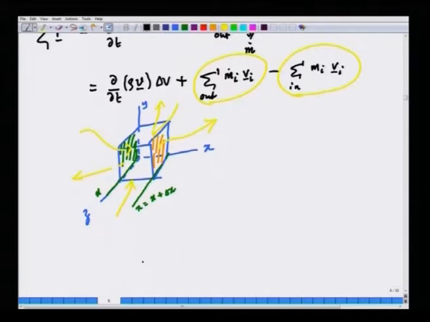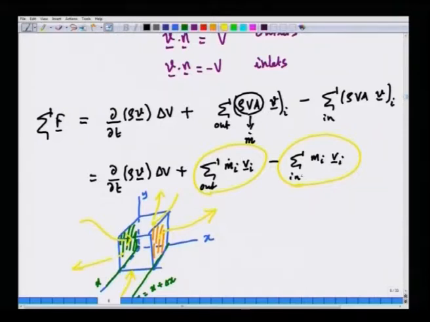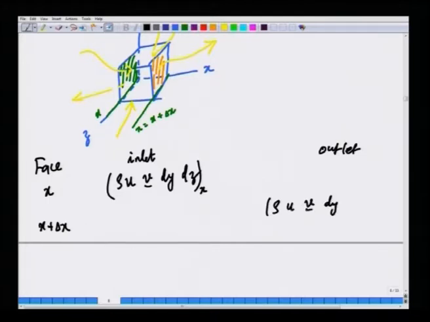So, we will further write this as, the momentum flux at face x, where the momentum enters. The momentum flux is simply rho u times v. So, I am writing this term, this is m dot i times v i, rho u times v times dy dz, evaluated at x, and the outlet is at face x plus delta x. So, you will have rho u times v dy dz at x plus delta x.